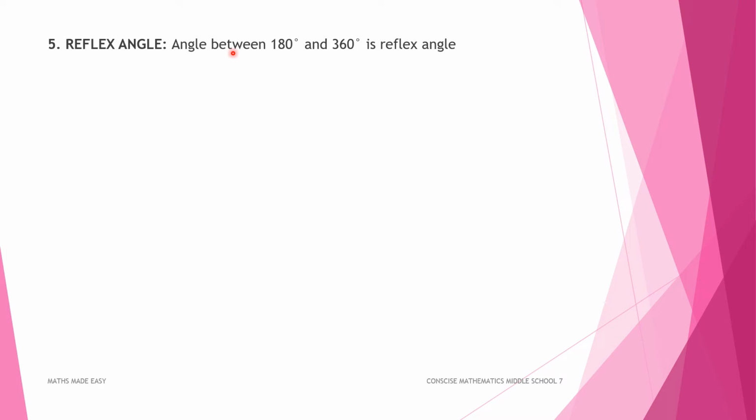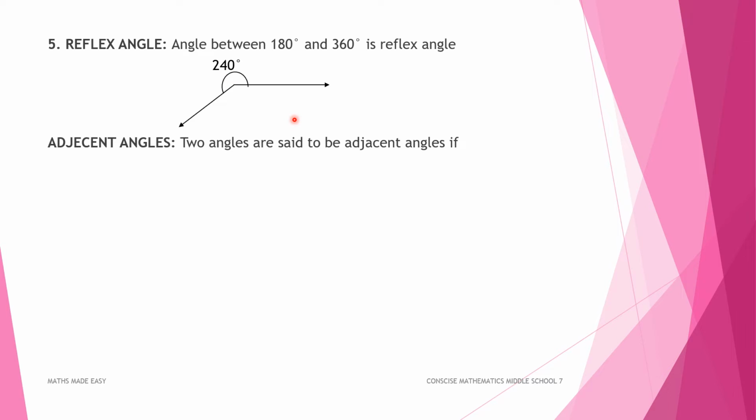Next, reflexive angle. It is between 180 and 360. That means whatever angle comes between 180 and 360 comes under reflexive angle. See here, this angle may look more than 90, but here it is 140 degrees. It comes between 180 and 360, right? So it is a reflexive angle.